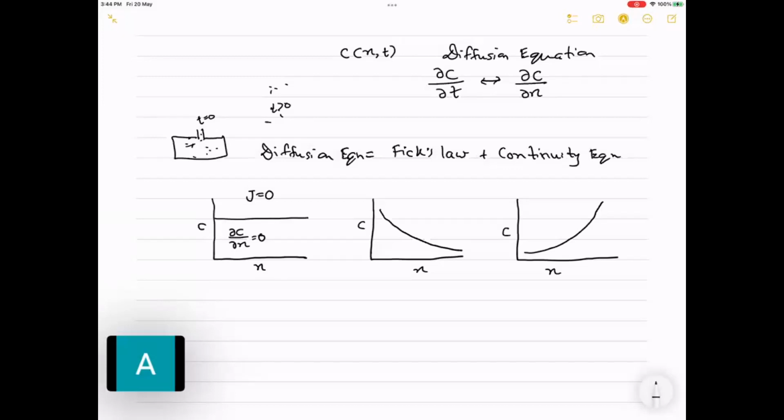What is the value of delta C by delta X in this case? Positive or negative? Negative. Now, if we have this kind of concentration profile, what will be the net direction of movement of particles? Or what will be the value of J? Will it be negative or positive? Anyone?